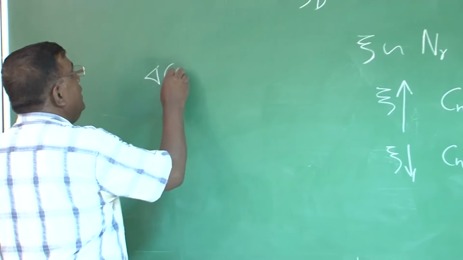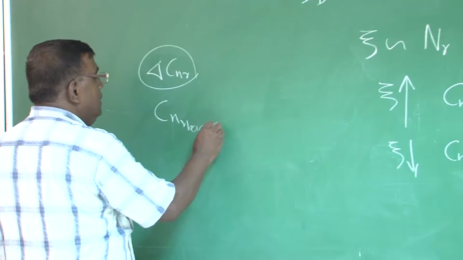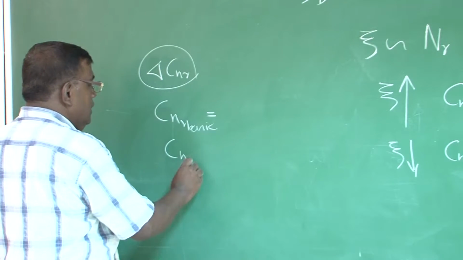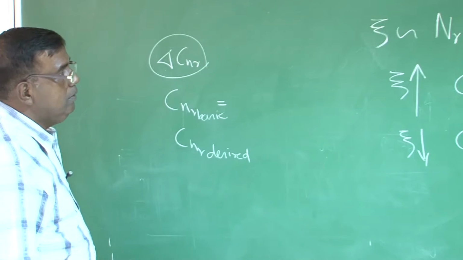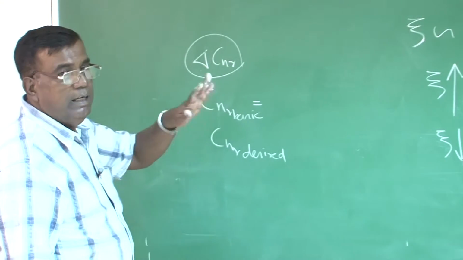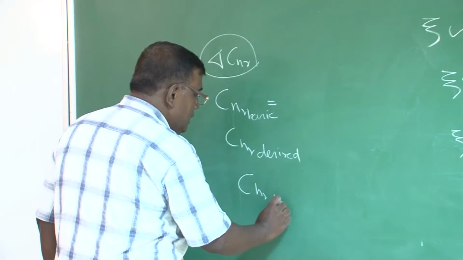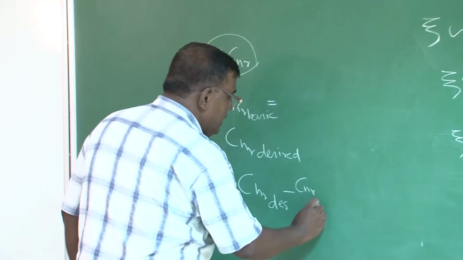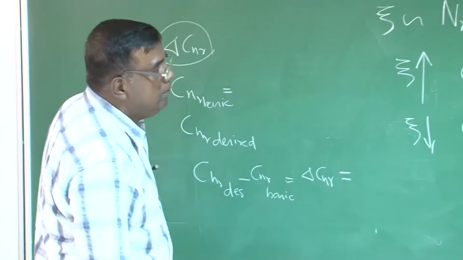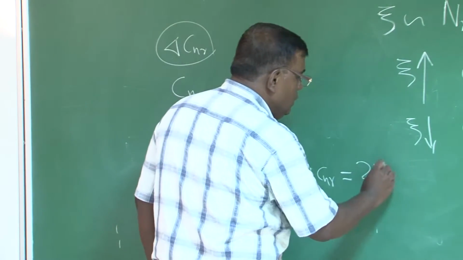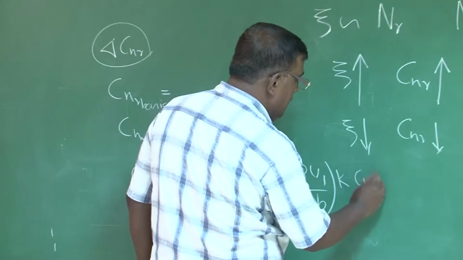How do I find additional delta CNR? You know CNR basic, which was for the aircraft. You know CNR desired, so that you have the right type of damping ratio, which you get approximately using one-dimensional analysis. And so delta CNR is nothing but CNR desired minus CNR basic. That is equal to delta CNR, and that is equal to, just now we derived, 2u1 by b into K Cn delta R.